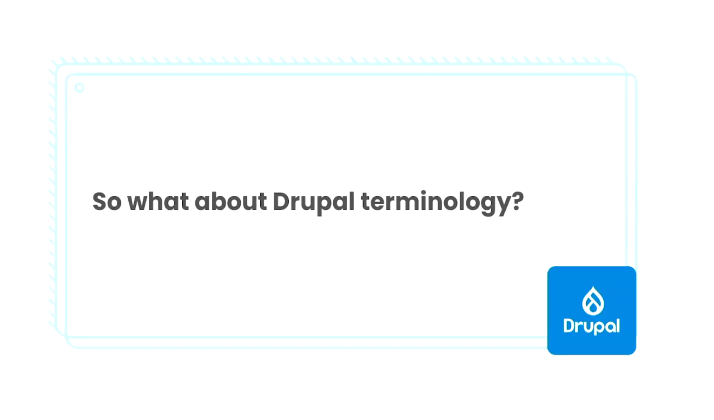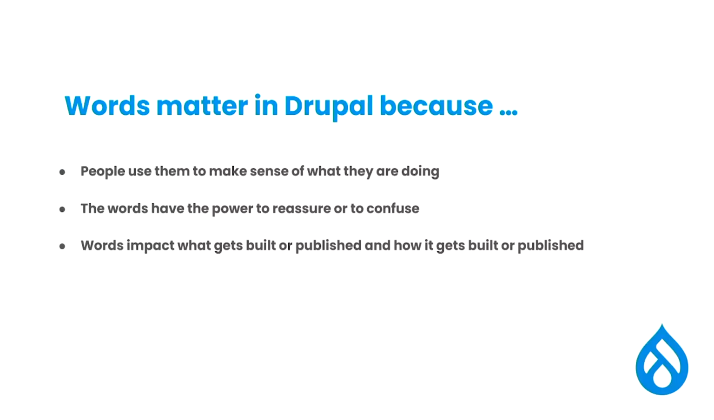So what about Drupal terminology? Well, words matter, in short, in Drupal and in any digital interface, because when a person interacts with an interface, they're using the words on the interface to make sense of what they're doing. So they're using them to work out how they do their tasks. And the words that are there really have the power to convince someone you're in the right place, you're doing the right thing, carry on with your task, you're going to achieve it, or to make them think, you know, maybe am I doing this wrong? Do I need to ask somebody? That kind of thing. So ultimately, the words that people read with everything that goes out in Drupal impact what gets built, what gets published, and how it gets built or published.